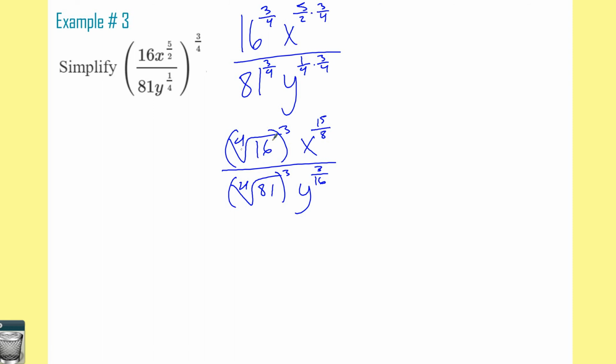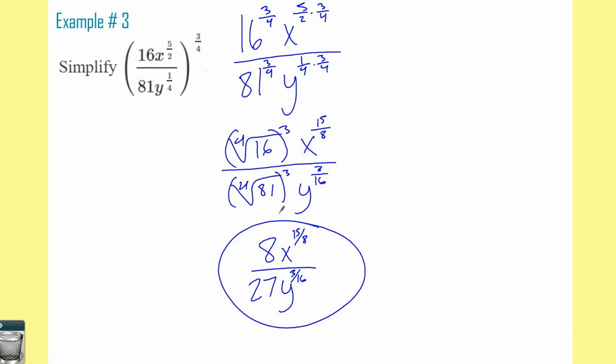Okay, so then here we get, let's see, the 4th root of 16 is 2. 2 cubed is 8. And then the 4th root of 81 is 3. 3 cubed is 27. There you have it. Simplest form.